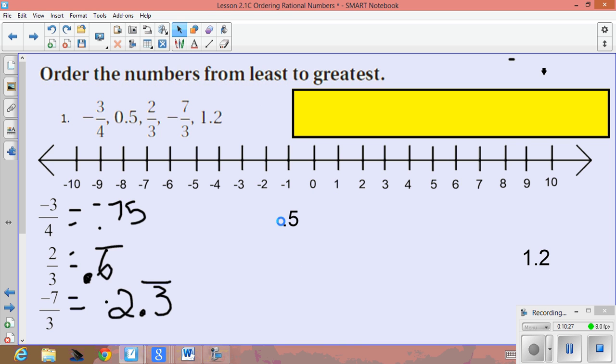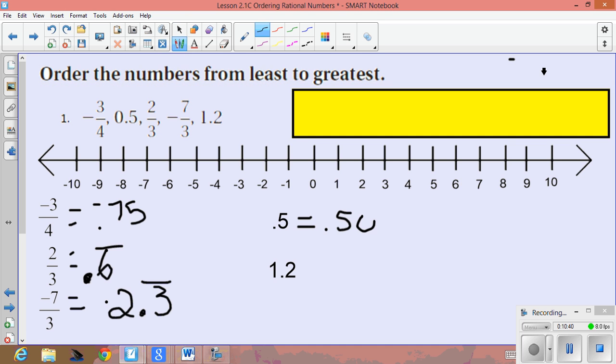Okay, now we have 5/10 and 1 and 2/10, which are already decimals. So just remember that 5/10 is the same thing as 0.50. Okay, adding a 0 to the end of any decimal does not change its value.